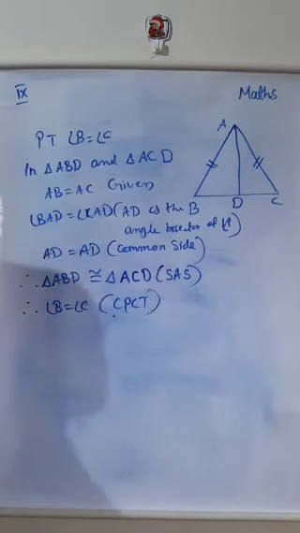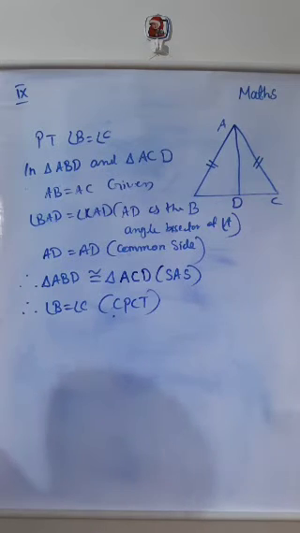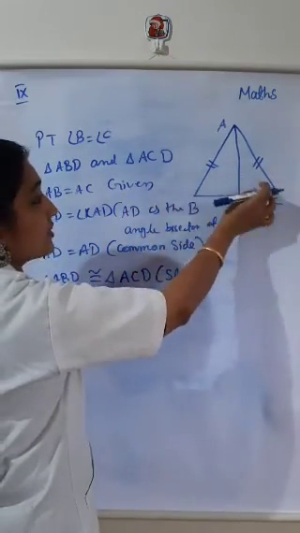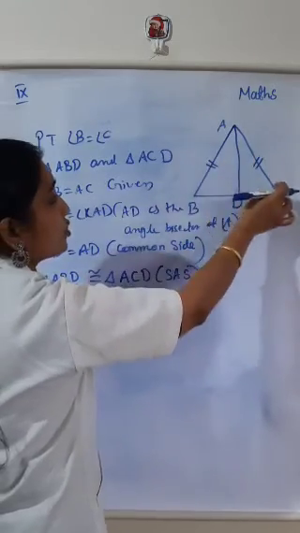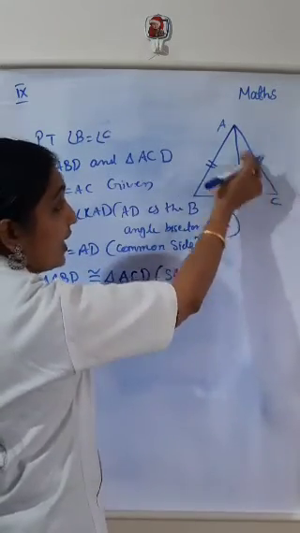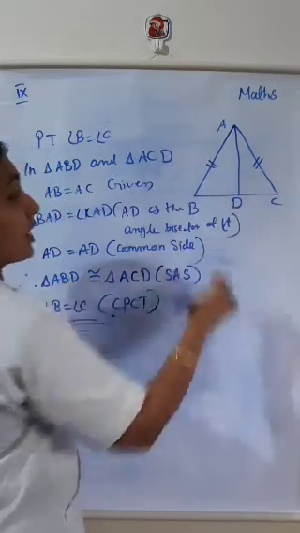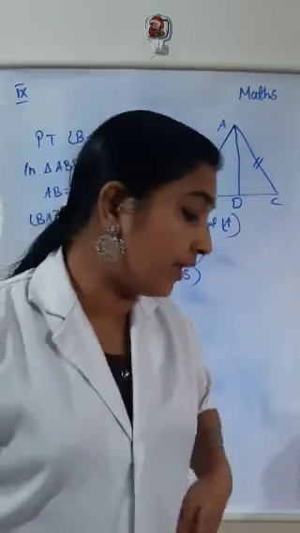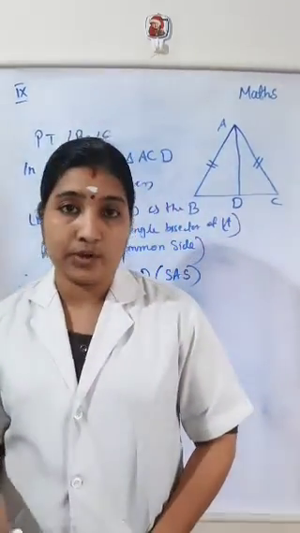Therefore angle B is equal to angle C by CPCT, corresponding parts of congruent triangles. Therefore angle B is equal to angle C. The angles opposite to equal sides are equal. Angle B is opposite to side AC. Angle C is opposite to side AB. So angle B is equal to angle C. Therefore the theorem says that angles opposite to equal sides of an isosceles triangle are equal.